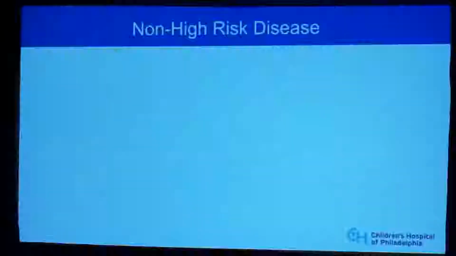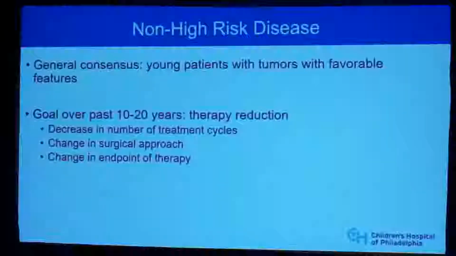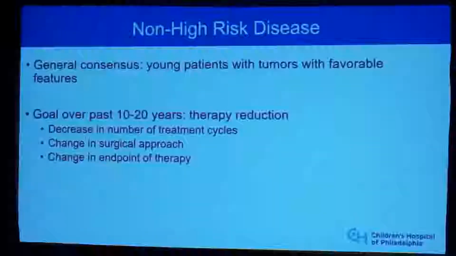So let's start with non-high risk. The general consensus is that these are younger patients with more favorable biologic features. These are the patients that are going to go on to do well, and the most important thing we can do is not mess it up. So the goal over the past 10 to 20 years has really been therapy reduction, with a concept being how low can you go? So how little therapy can you give? How can you not mess things up and make these children better?